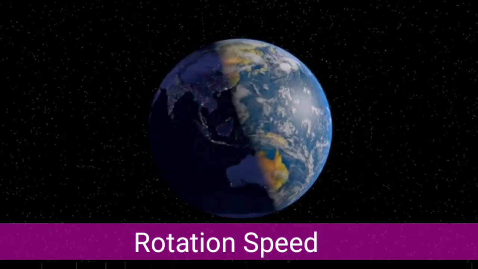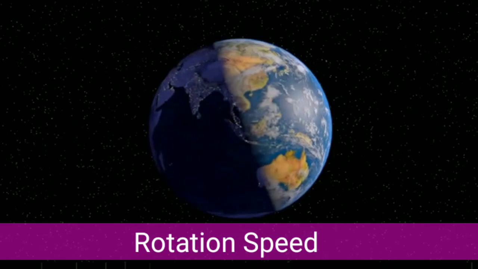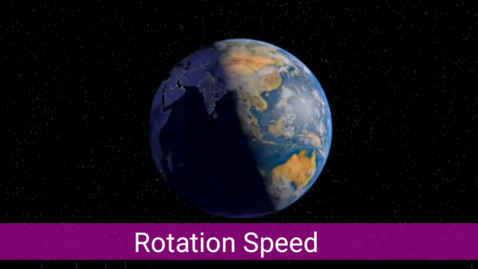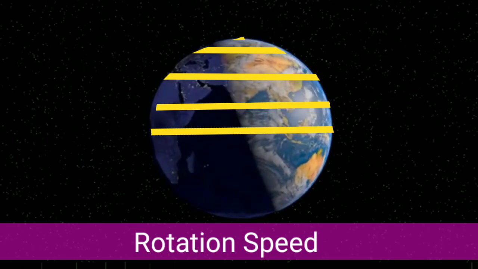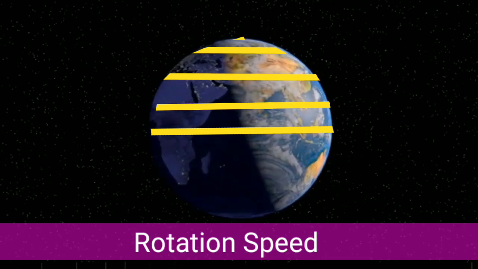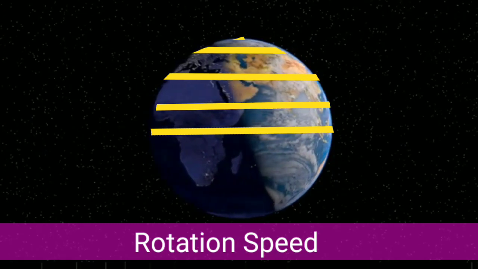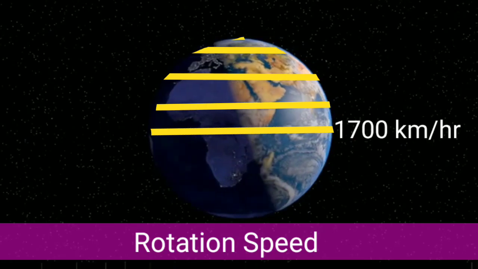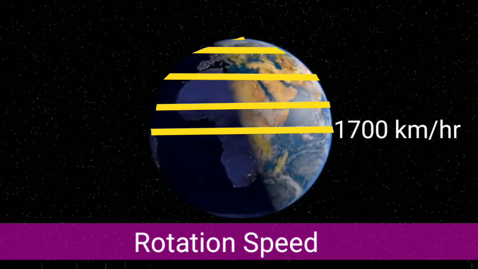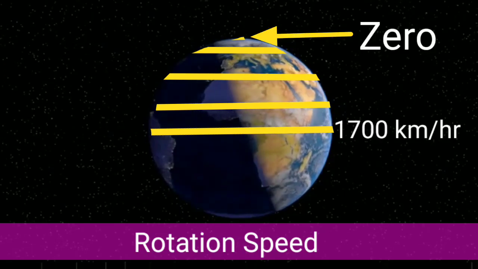But the rotation speed also varies from parallel to parallel, because the length of the parallel decreases from the equator towards the pole. So as we move from the equator towards the poles, both the north pole as well as the south pole, the speed of the rotation also decreases. So when we reach the north pole and south pole, the speed of the rotation will become 0.